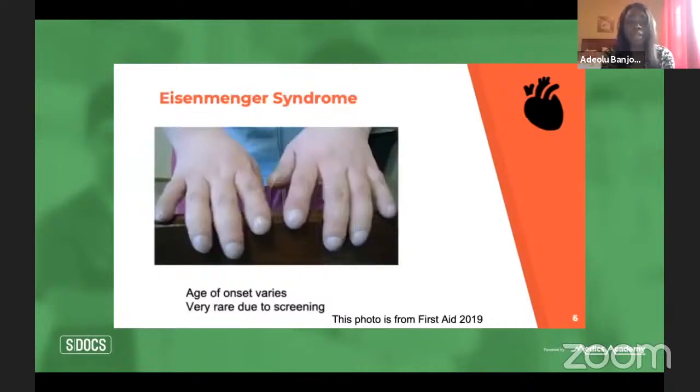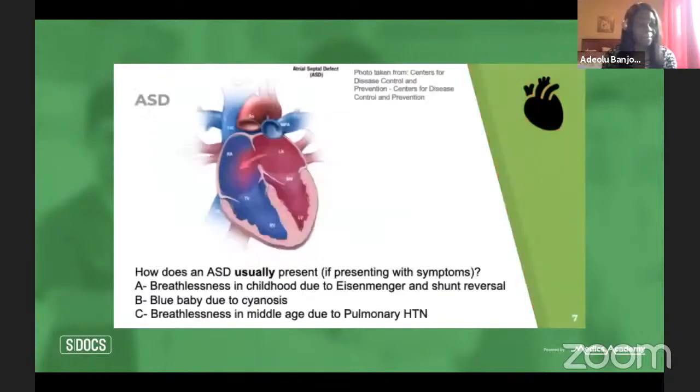So Eisenmenger syndrome can present with late cyanosis. So again, the baby, when it's just born, won't be cyanosed, but in a couple of years, the cyanosis could then develop. It can also present with clubbing, which you can see in the photo on the screen, and also something called polycythemia, which is just an elevated hemoglobin level. And the age of onset, again, can vary depending on the size of the hole and how quickly you get that pulmonary hypertension developing.